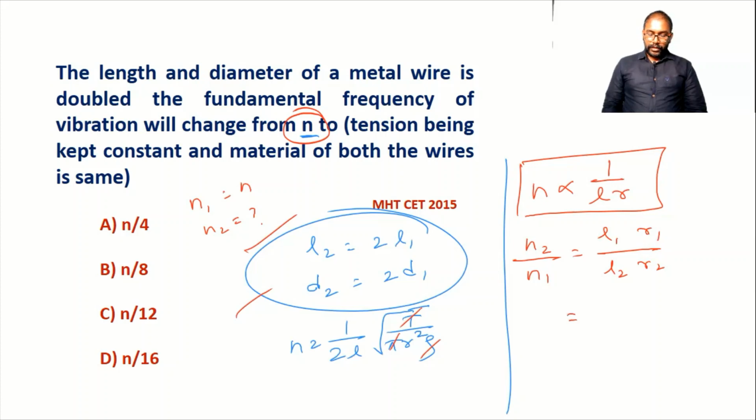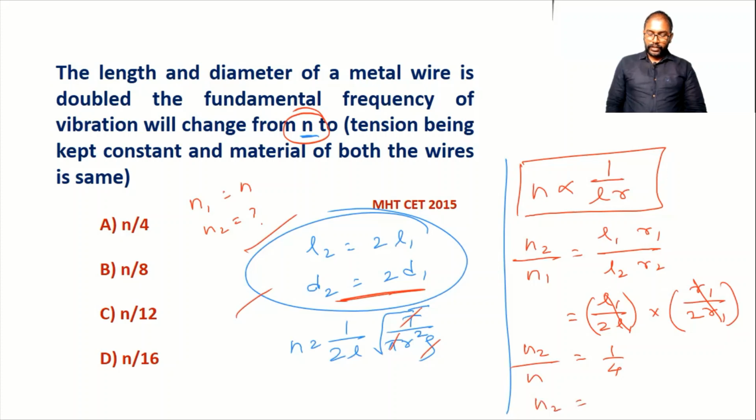Now here length is double. So L1 as it is, L2 is twice L1, multiplied by R1 as it is, R2 is twice R1. Diameter is double means radius is also double, that you remember. So here this gets cancelled, this gets cancelled, so we get 1 by 4. And N2 as it is, N1 is N, so N2 is equal to N by 4. N by 4 is in option A. So option A is the correct option for this question.